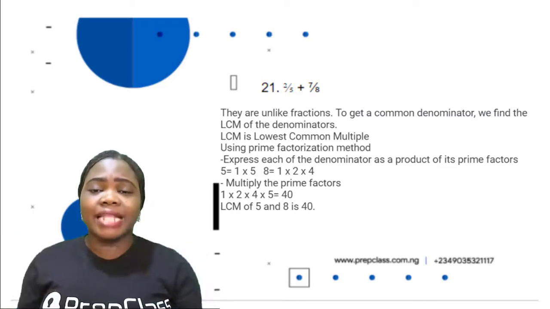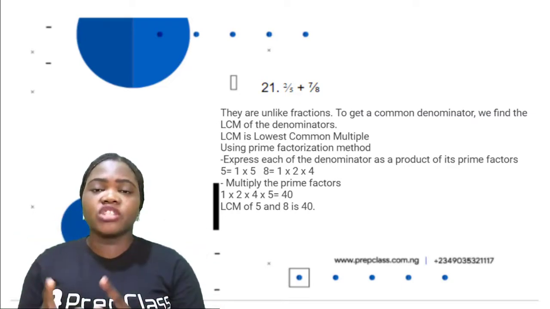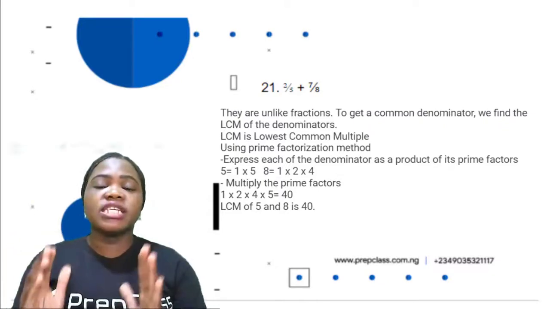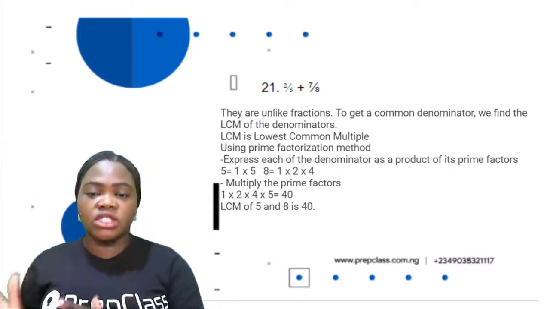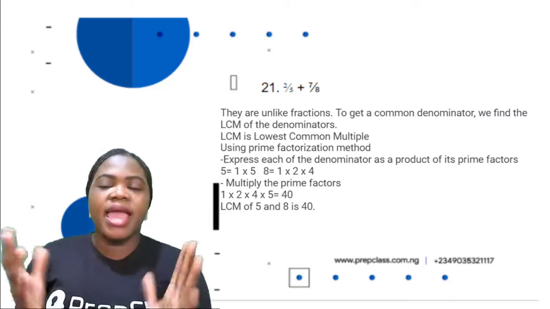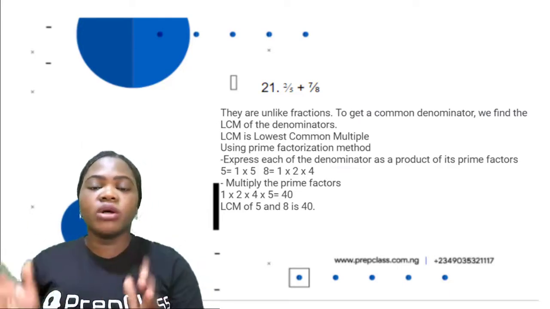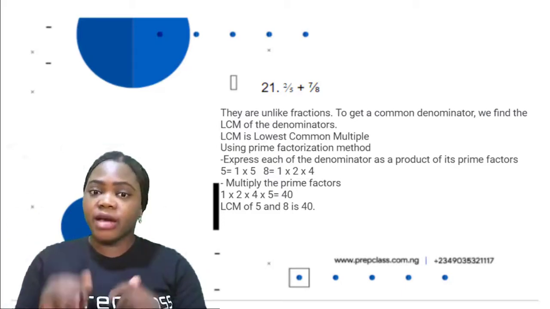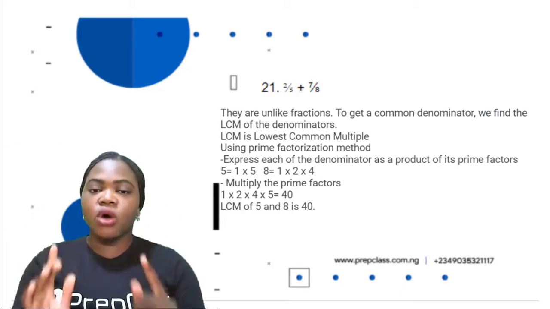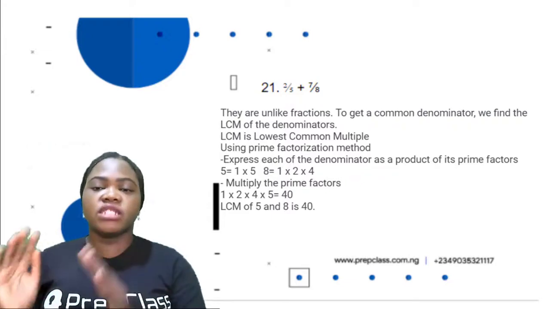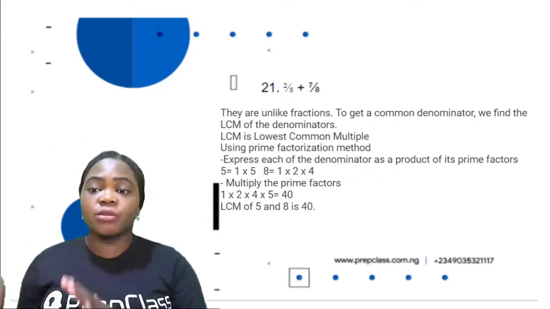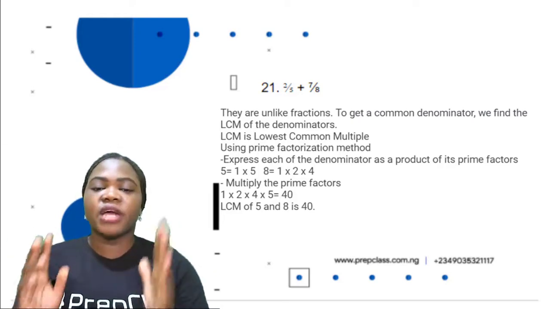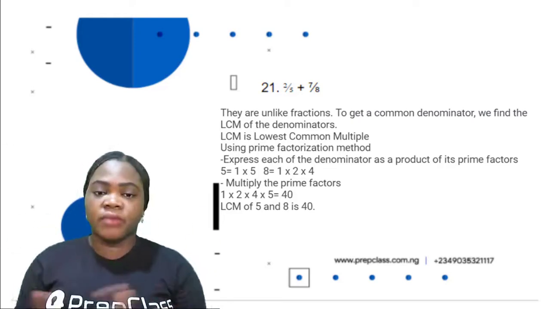So we cannot just add them. To add unlike fractions, we need to get a common denominator, and we can do this by obtaining the LCM of the denominators. What is LCM? LCM is lowest common multiple. We can use the prime factorization method to find the LCM of these denominators. The first step is to express each denominator as a product of its prime factors. The denominators are 5 and 8.